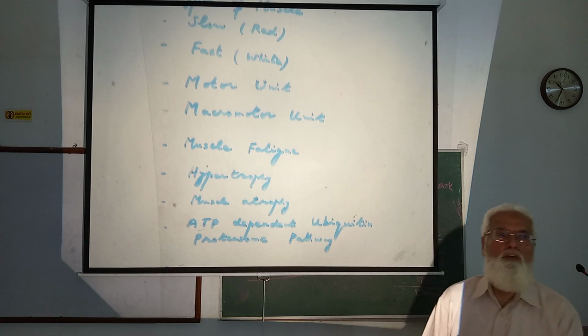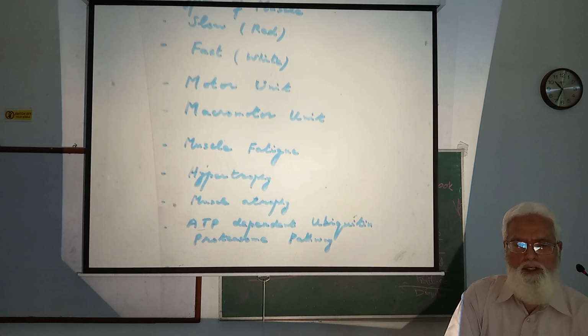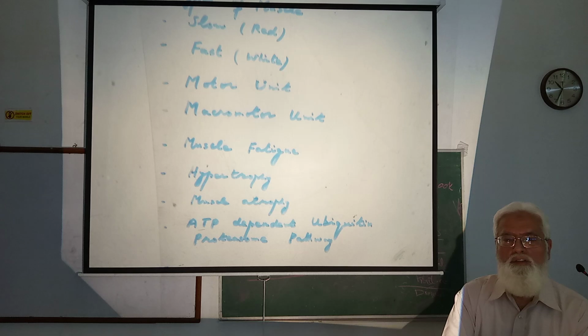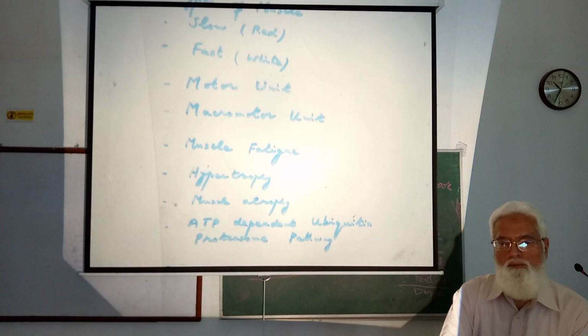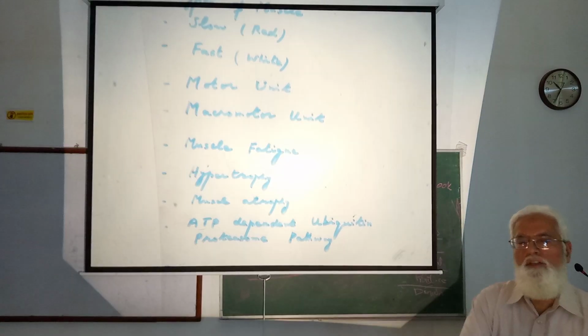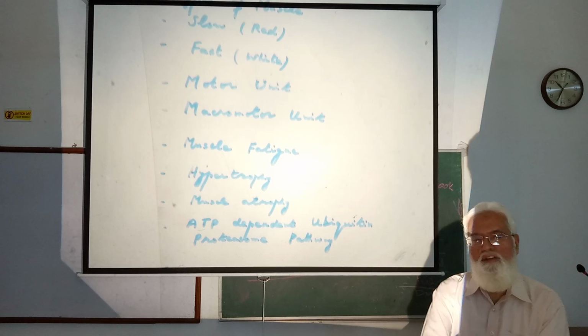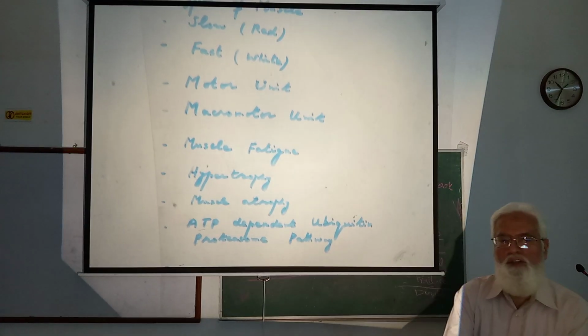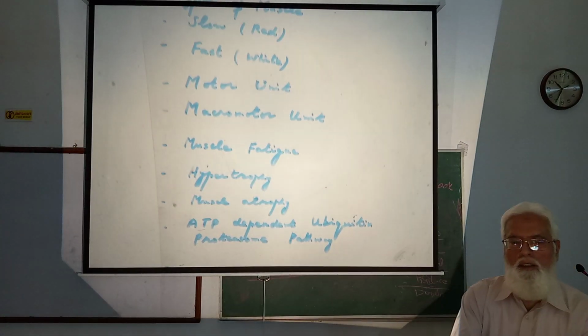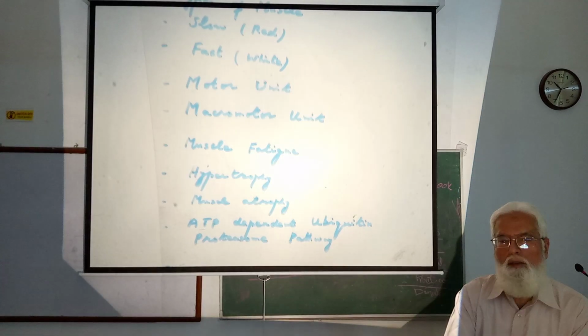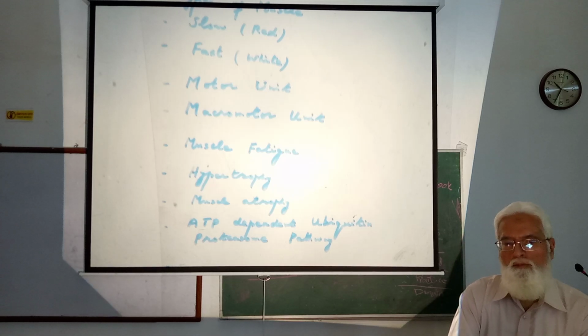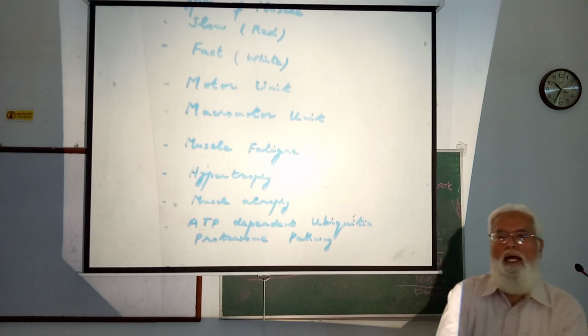Next, I discuss muscle atrophy. Muscle atrophy is a decrease in muscle mass. So there is decreased size of the muscle fibers, decreased number of myofibrils, and decreased number of actin and myosin filaments. So this is muscle atrophy.